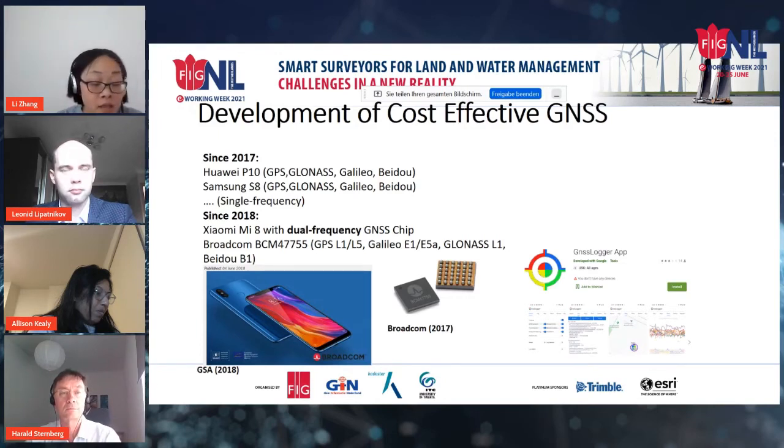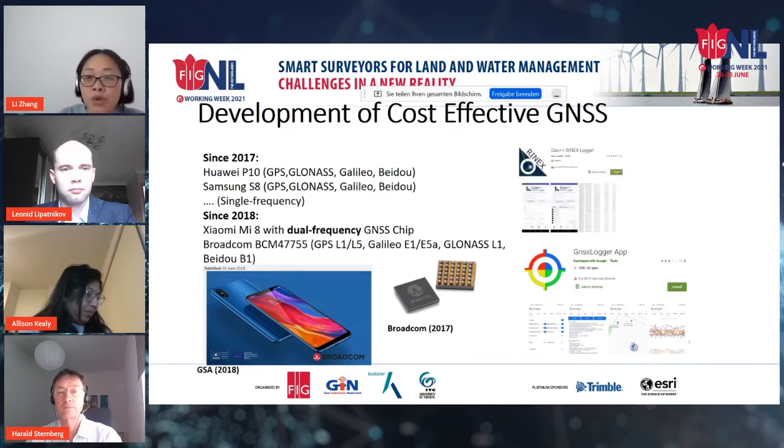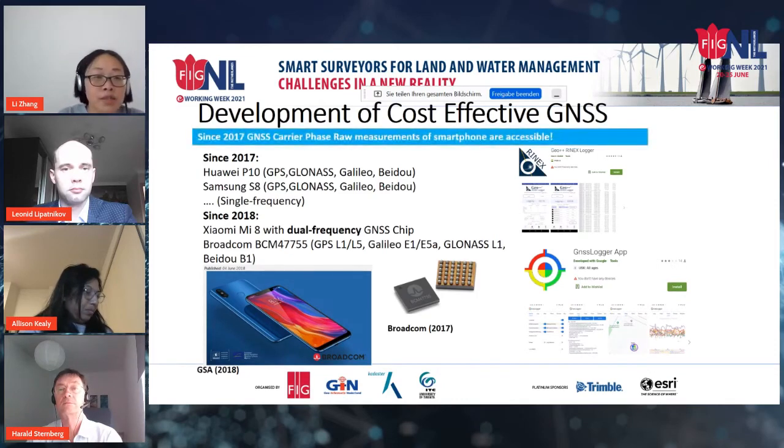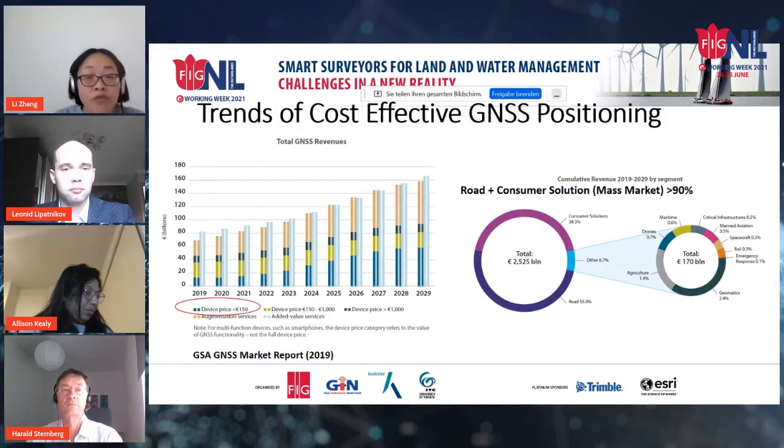But at the beginning, it's only single frequency, as you can see here. And in 2018, the Xiaomi 8 was the first smartphone with dual frequency. At the same time, there's also a lot of free, open source software and free apps available, which can help you to log the raw data on the smartphone.